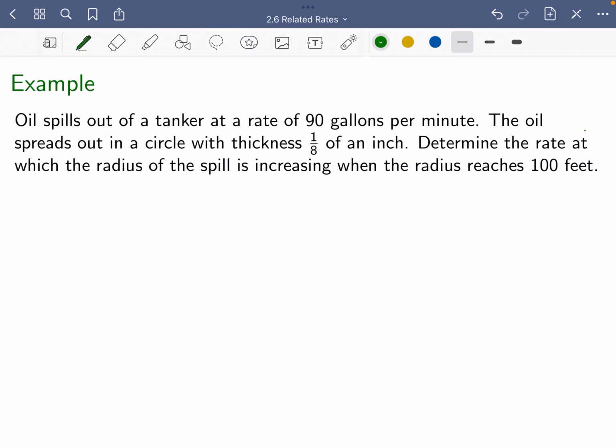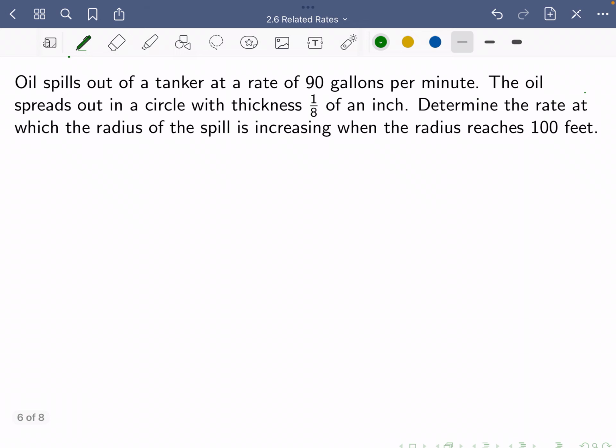In this video, we are going to look at a related rates example. So we are going to jump right in. Here we have oil spills out of a tanker at a rate of 90 gallons per minute. The oil spreads out in a circle with thickness of 1/8 of an inch. Determine the rate at which the radius of the spill is increasing when the radius reaches 100 feet.